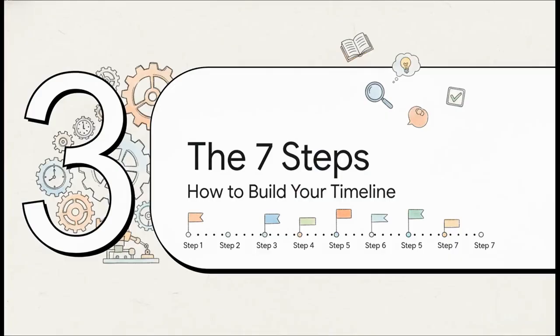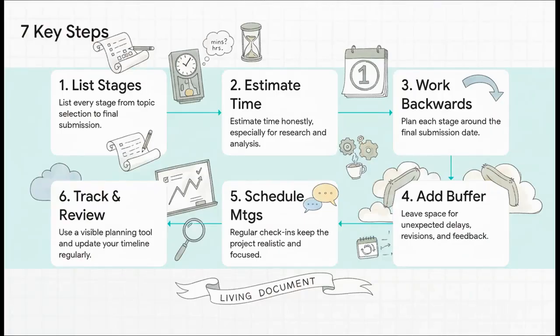Okay, so you're sold on the idea, right? A timeline is essential, but how do you actually build one? Well, it's a really straightforward process, and we are going to walk you through it step by step. Okay, here they are, the 7 key steps. First, you've got to list every single stage of your project. Then, and this is important, estimate your time honestly. We all tend to underestimate how long things like literature reviews take. Now, the real game changer is step 3, working backwards from your submission date. And always add buffer time for those unexpected delays. Finally, just remember this is a living document, so you gotta review it regularly.